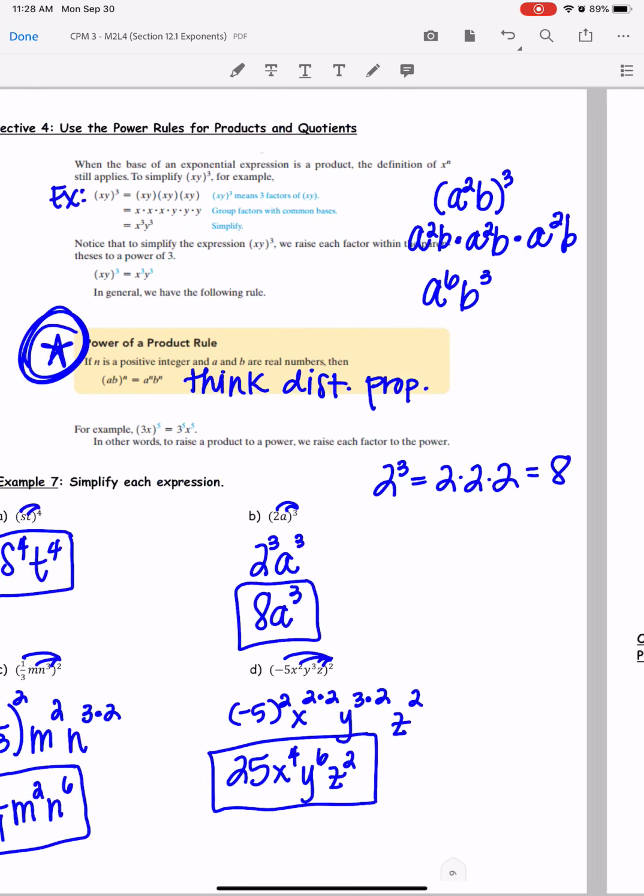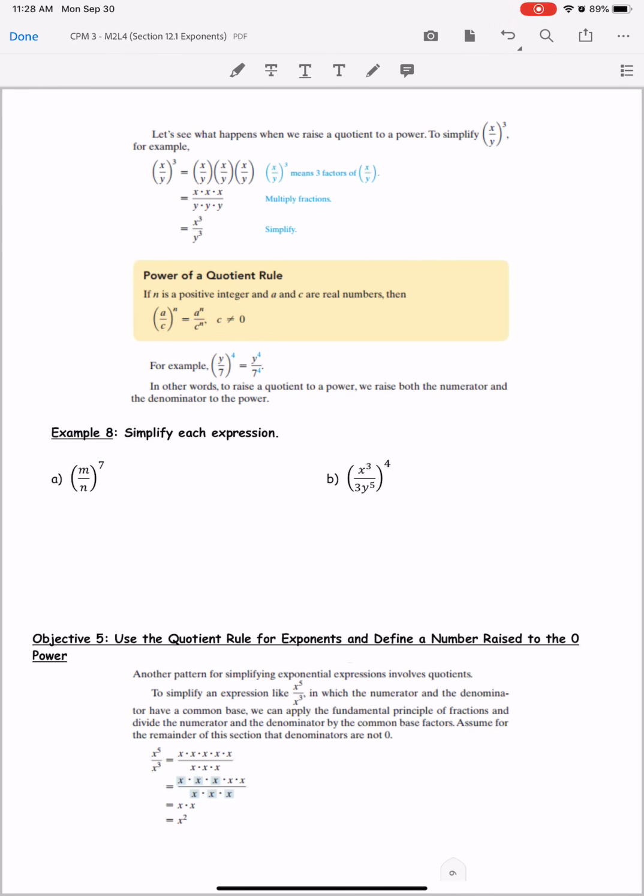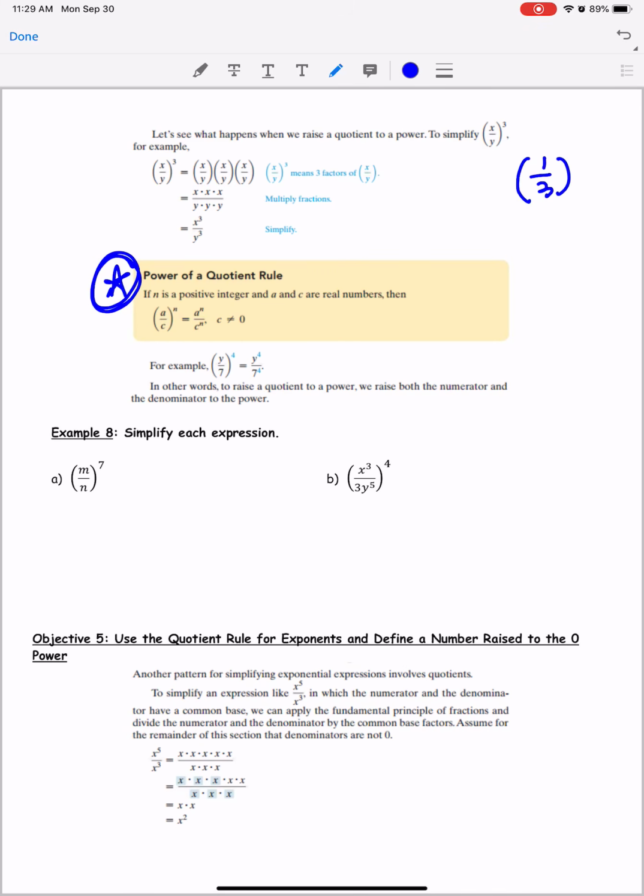So that was only the power of a product rule. Now I have a power of a quotient rule. Same sort of concept. And let's just use that 1/3. We've done 1/3 in parentheses squared now twice. That means we did 1/3 times 1/3, because my base is repeating 2 times, and that becomes 1/9.